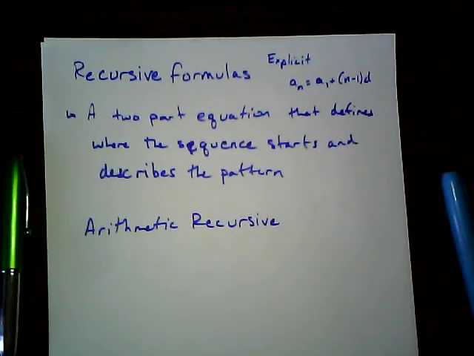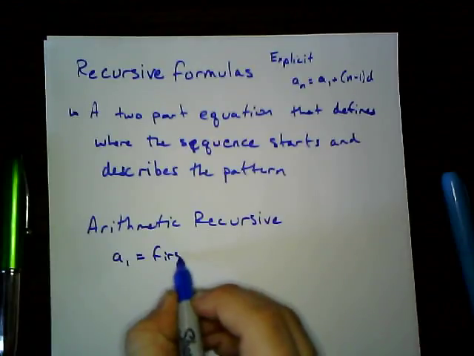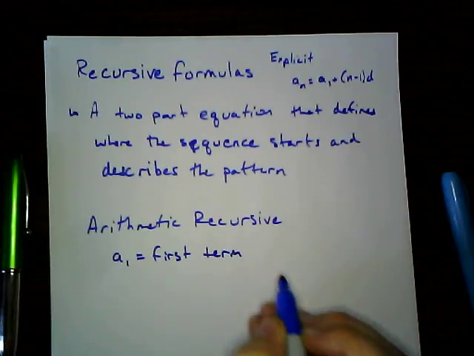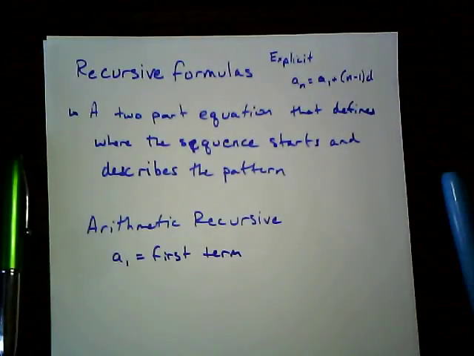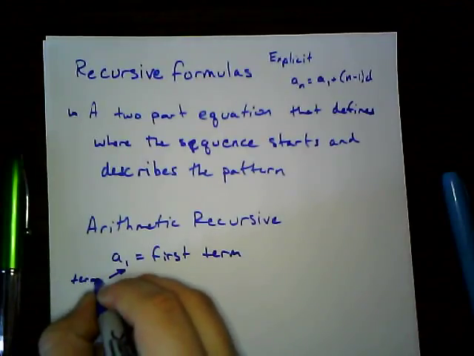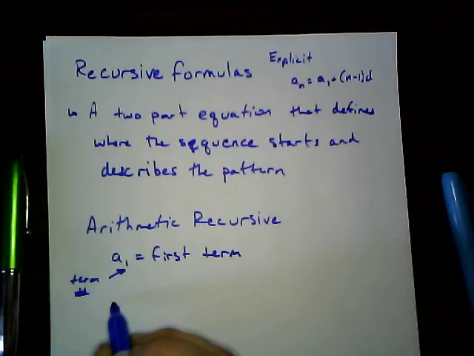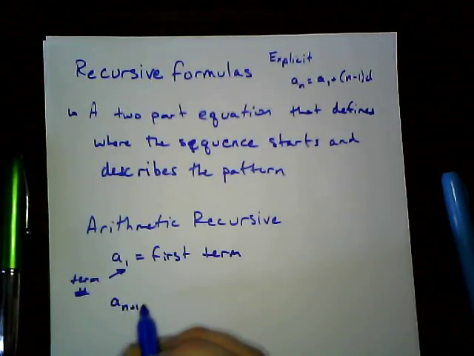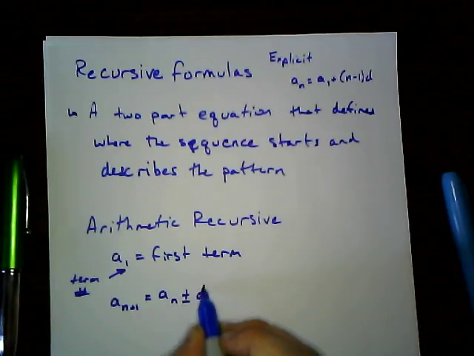We've got a_1 is our first term. Okay? When we talked about our explicit formulas, we said whatever we have down here as our subscript, that's going to identify our term number. Okay? So that's our term number. Then we're going to have to be careful here. This is where it can get a bit confusing. Notation is key here. a sub n plus 1 equals a_n plus or minus d.